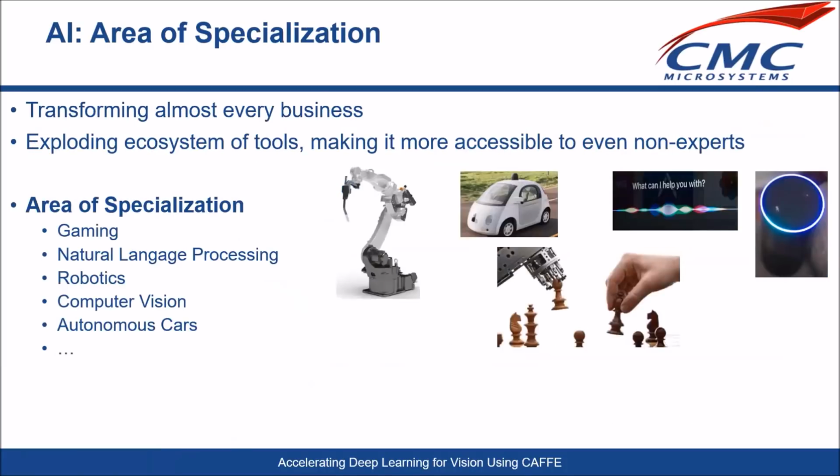AI is, this slide summarizes the area of specialization. It is used almost everywhere: gaming, natural languages, robotics, computer vision, autonomous cars. But something we notice is that there is an explosion of ecosystems and tools which make it more accessible to even non-experts. So as we're going to see today, using Caffe, you can train any model that is available on any data set. So we are going to provide all the steps required to do that.